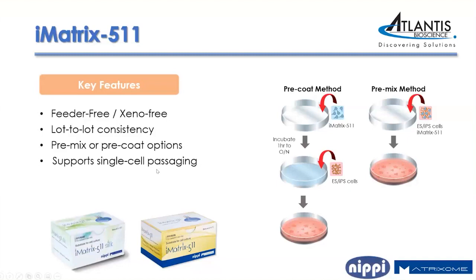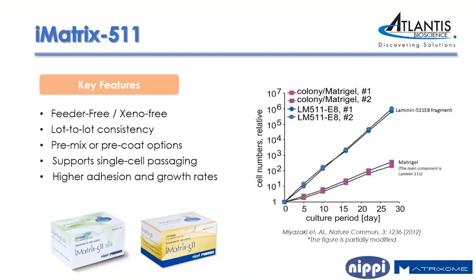It is also able to support single cell passaging. Usually in the conventional method, cells will die if the iPSC are dispersed into single cells, so they are usually maintained as cell colonies. However, cells grown on this laminin E8 fragment can be cultured as single cells. Also, cells grown on this E8 fragment have a higher adhesion and growth rate, as you can see here when they compare that to Matrigel.